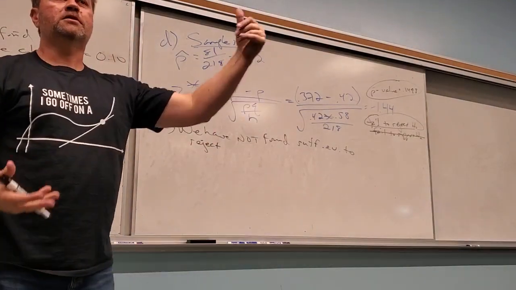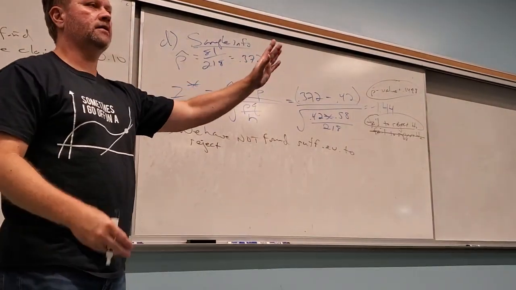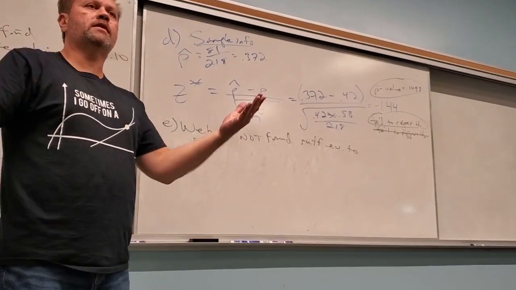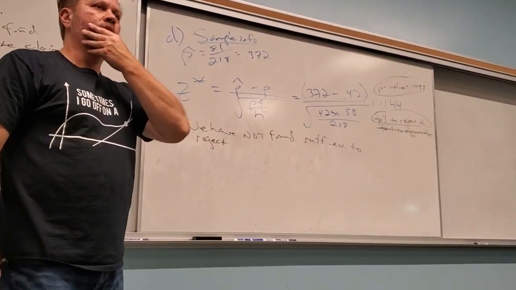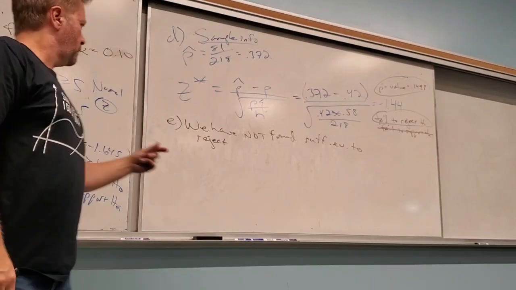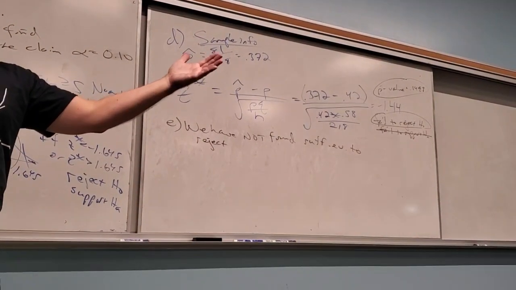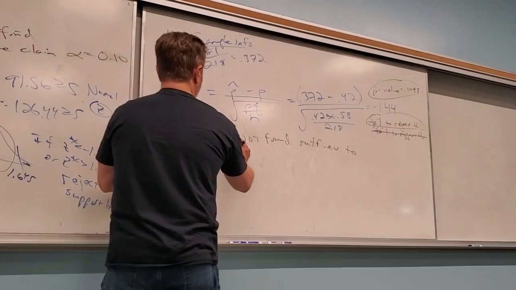And again, if you just take a second, what's the claim? Circle that, cross through the other. You know exactly how to word this. And doesn't this make sense? Did we make it far enough to where we rejected? No. So we have not found sufficient evidence to reject it. Reject the claim that what?